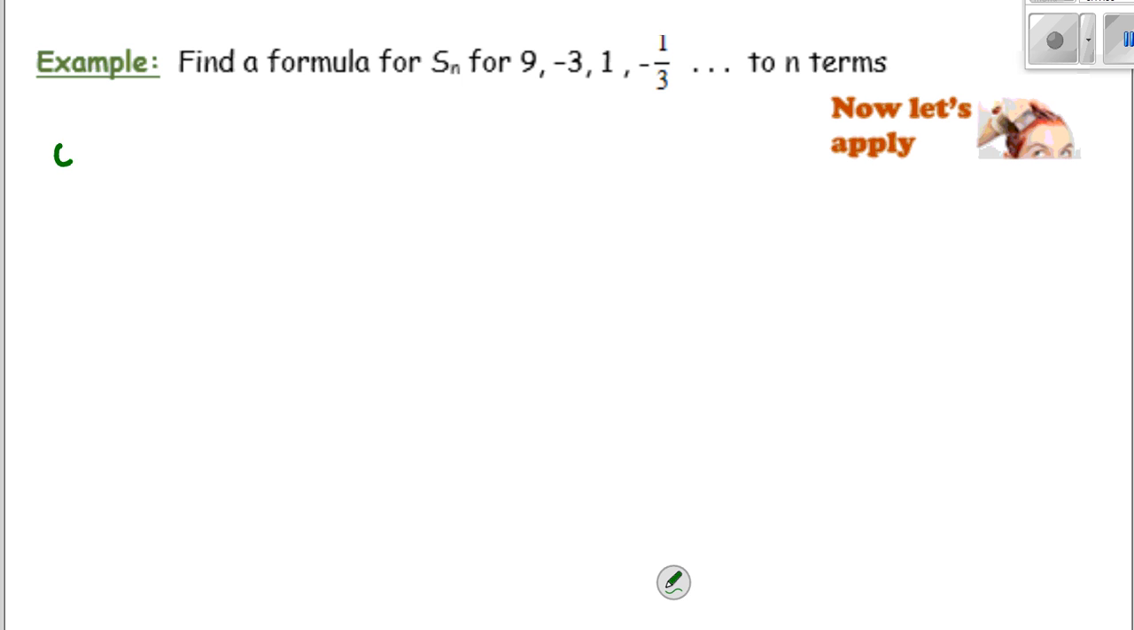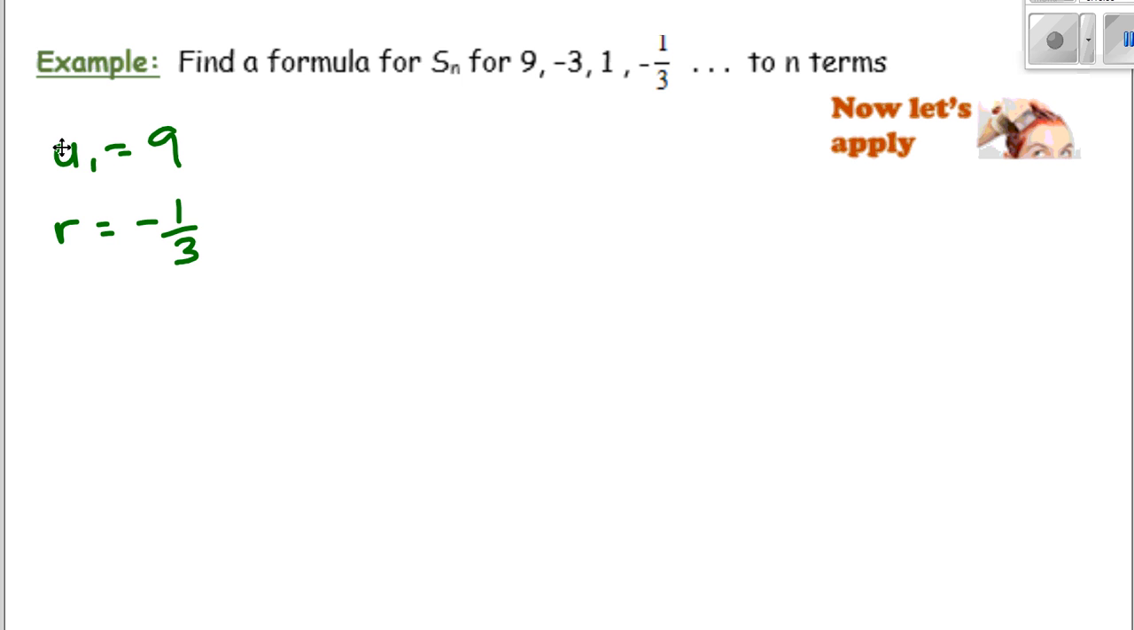What's our u of 1? What's our r? Is it negative a third? Negative a third, yes. So double check, that divided by that, that divided by that. You can easily think negative 3, but it's negative a third. And we don't know what n is, so they just want us to find a formula.